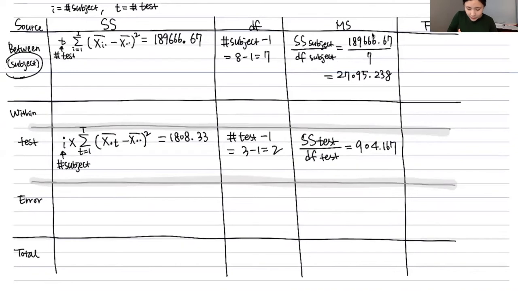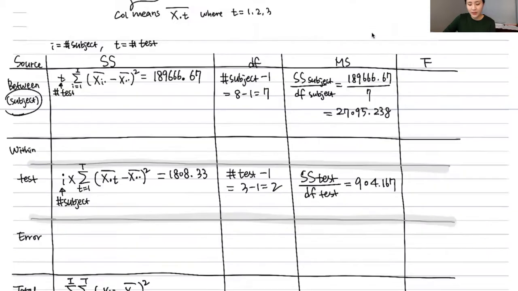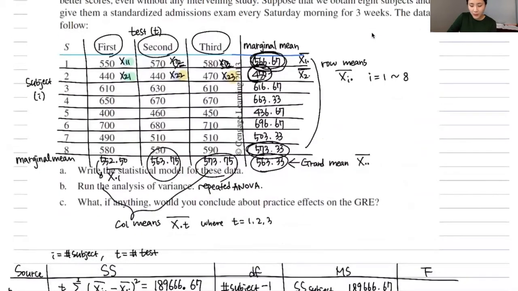904.16. And sum of square error is too complicated. I am going to calculate the sum of square total first. Sum of square total is, we need to calculate the difference between all the test scores and the grand mean, square them, and add up all these numbers. So I'm gonna show you how to do this one with Excel.